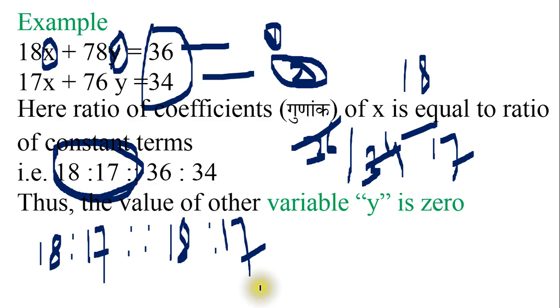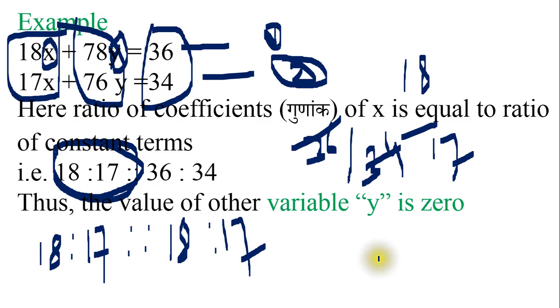For example, once again I will tell you, if any coefficient is coming equivalent to the constant term, just like I showed you here. This is the x portion and this is the y portion. So if this x is coming equal to the constant term, then y will be 0. This is the concept, a very simple concept.